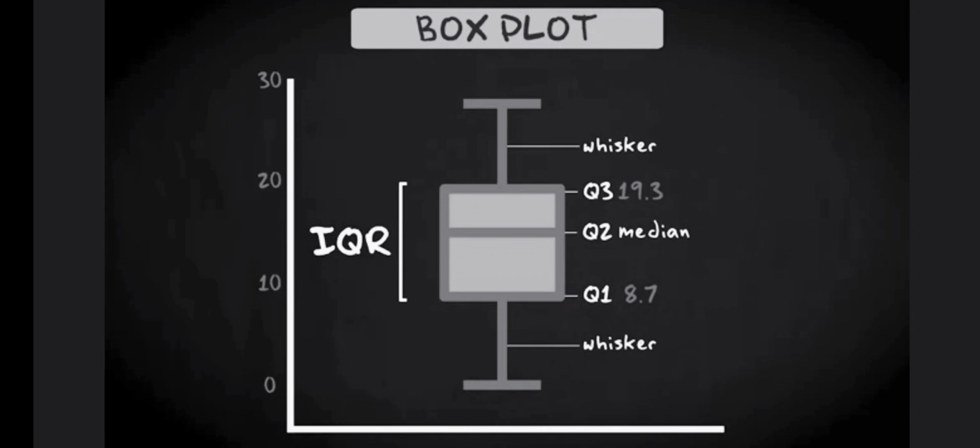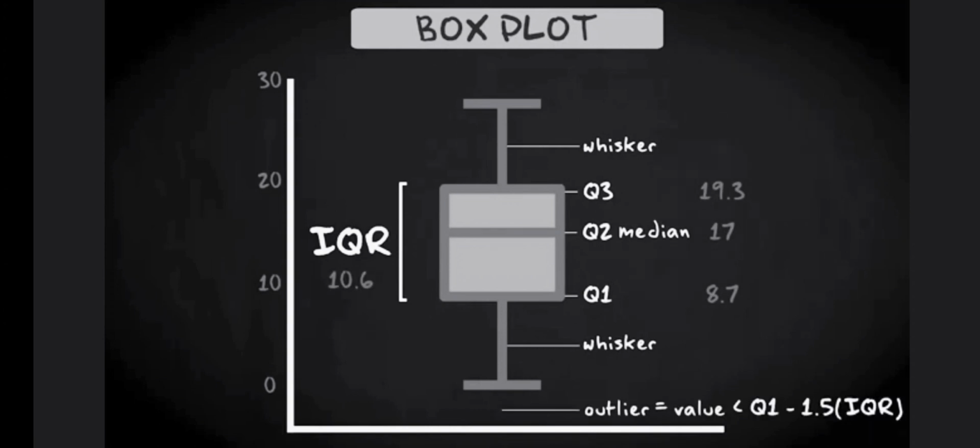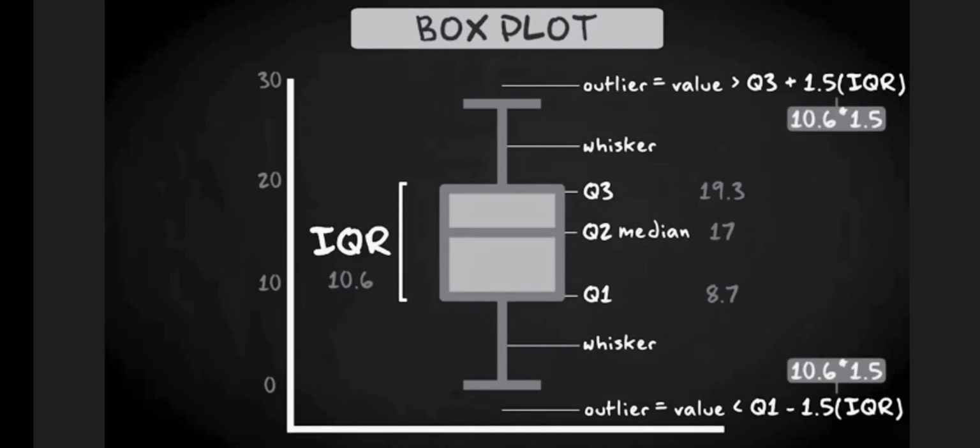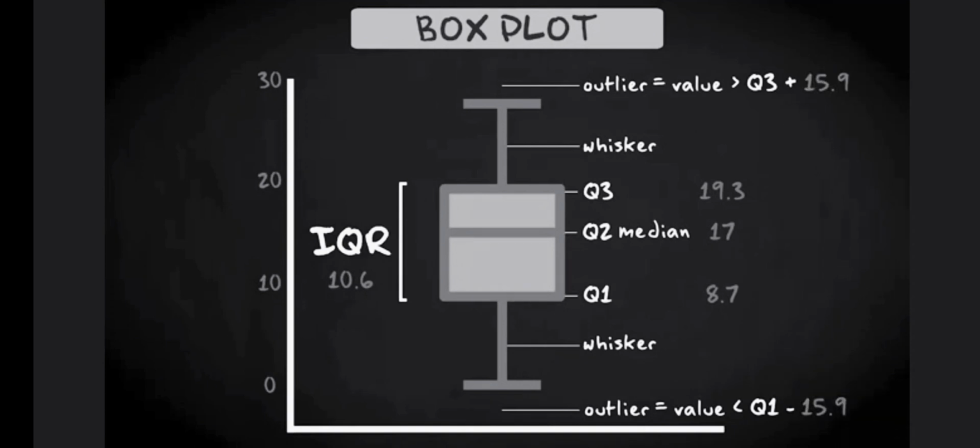How do you decide how long the whisker should be? Well, let's go back to the values in our example. We have detected Q2, Q1 and Q3 and the IQR. We know that values below 1.5 times the IQR below Q1 and above 1.5 times the IQR above Q3 are outliers. Our IQR is 10.6, so 1.5 times 10.6 equals 15.9. Q1 is 8.7, so all values lower than 8.7 minus 15.9 equals minus 7.2 are outliers. Such values don't exist, so we have no outliers on this side. Our minimum value is 0. That's the end of the whisker.